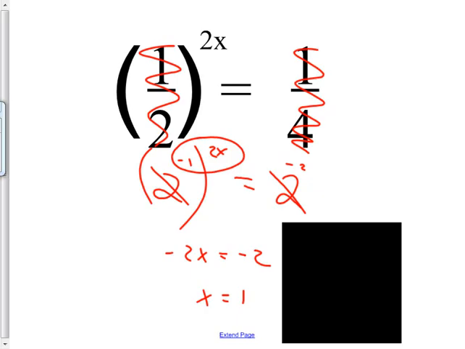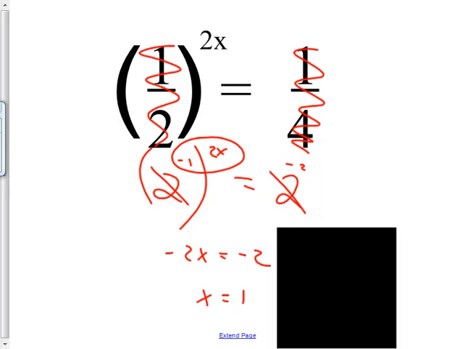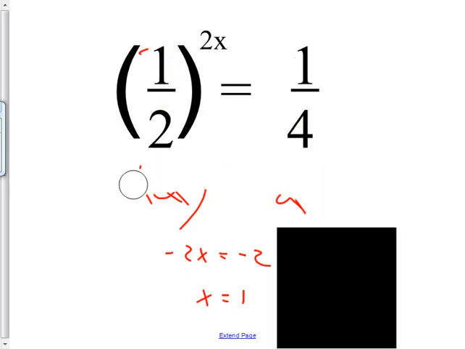Now here's the way you can check yourself. I think it's 1. And I can move the black box and it says 1. But how do I really check myself? I go back to the original problem. And I stick in a 1 and I see if it works. So I stick a 1 in here. 2 times 1 is 2. Is 1/2 squared really 1/4? Yeah, worked.